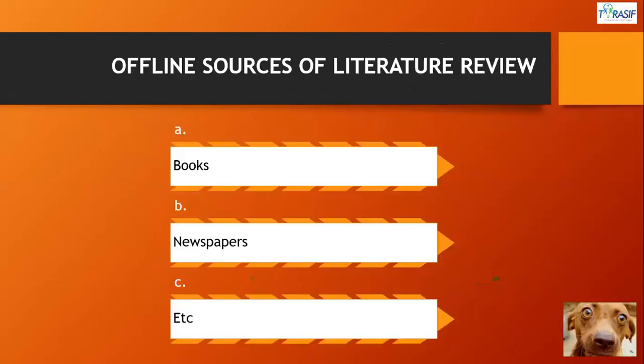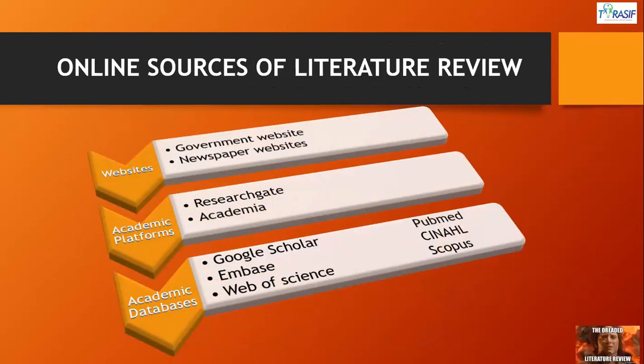Okay, so we have looked at books, newspapers, etc. Online sources are government websites. We have academic platforms and we have academic databases. Examples of websites are government websites like WHO. For those of us that are in health, you really make use of the WHO website in so many of your papers. And then you also make use of newspapers like Vanguard, like any newspaper at all that is globally or nationally recognized is fine. So we'll also look at academic platforms.